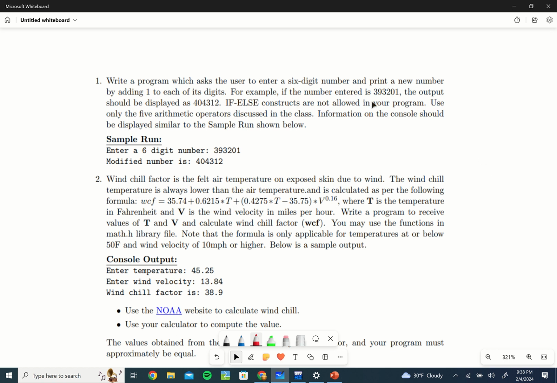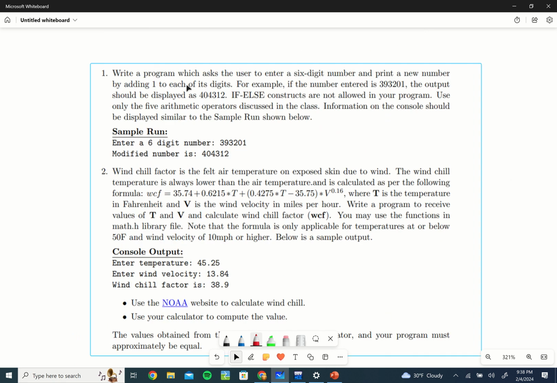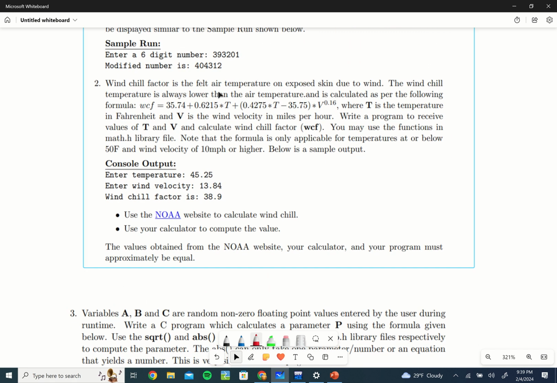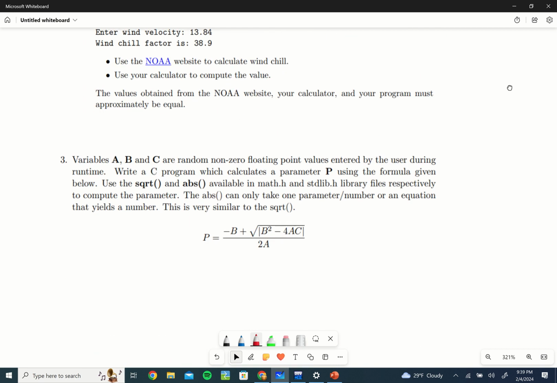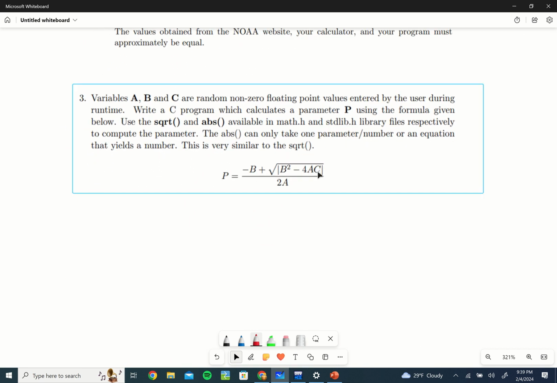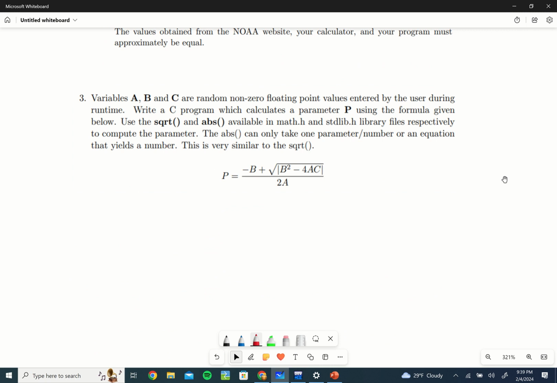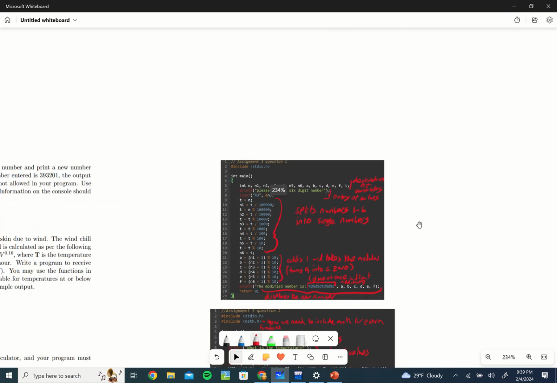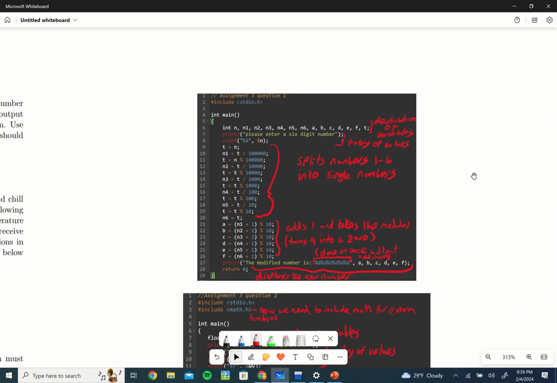ECE Homework number 3. This week we were asked to design 3 programs. The first one deals with inputting a 6-digit number, and the output has each separate digit as one higher. The second one deals with a formula calculating wind chill, and the third deals with entering the positive quadratic formula for P. So getting into the code, here's what I did for question number 1.